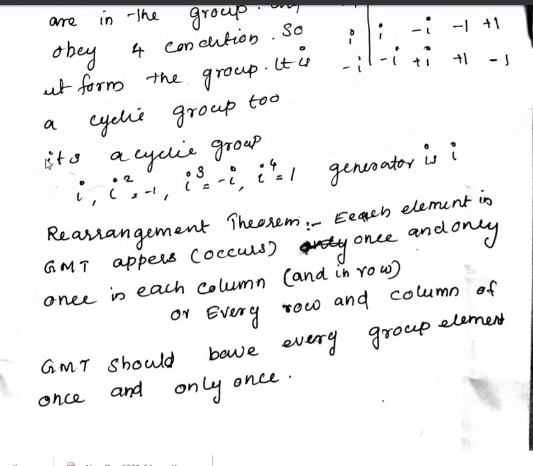So let us once more examine what the rearrangement theorem is. It is nothing but that each element in a GMT appears once and only once in each column, or every row and column of a GMT should have every group element once and only once. Thank you.